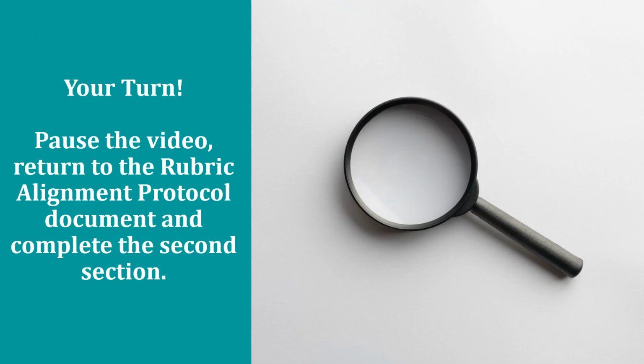Your turn. Pause the video and return to the rubric alignment protocol that we opened earlier. This time, you'll complete the second section related to teacher behaviors. To complete this section, you'll need to open the district-created rubric crosswalk we just reviewed and determine if each behavior on the checklist is included in your district-created rubric. Be sure to note where the behavior is located within the rubric and make note of any missing behaviors. All behaviors on the checklist must be included in the district-created rubric for approval.